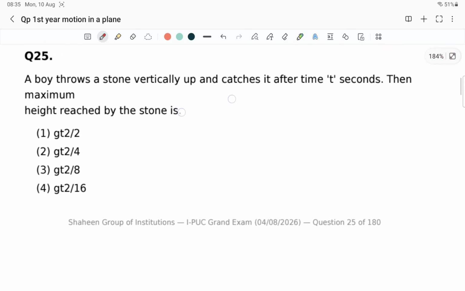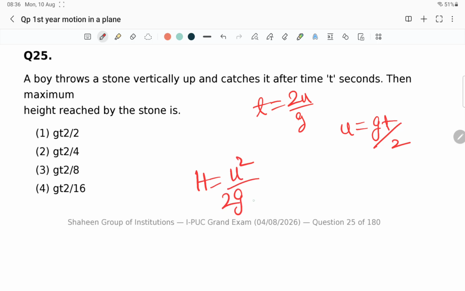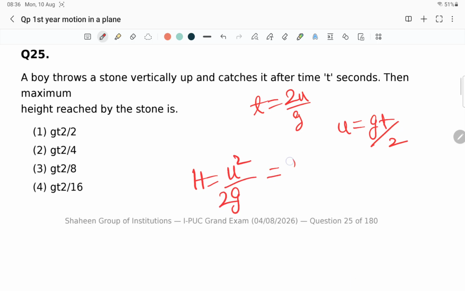Let's move on. A boy throws a stone vertically up and catches it after time t seconds. Then the maximum height reached by the stone is? Time of flight, t is equal to 2u by g. So u is equal to gt by 2. Maximum height, h is equal to u square by 2g. So g square t square by 4 into 2g. Correct.